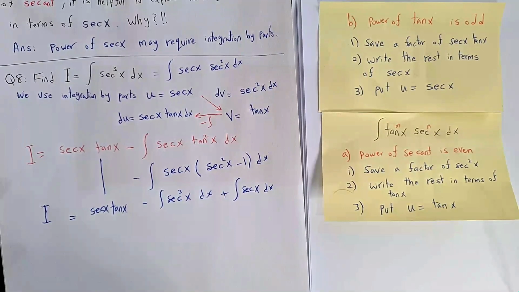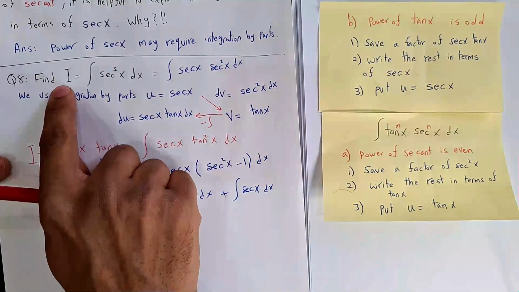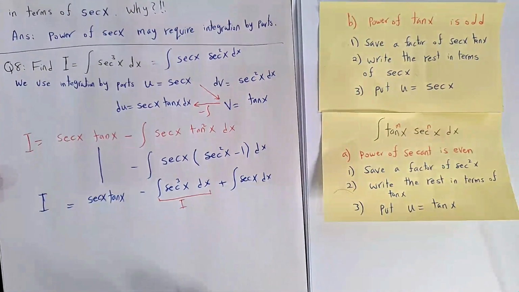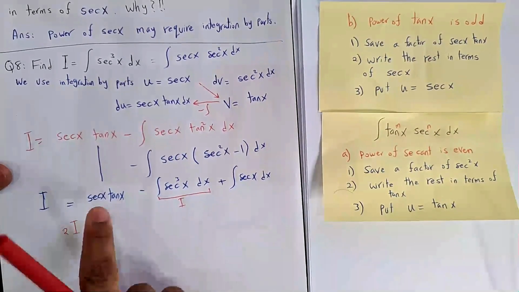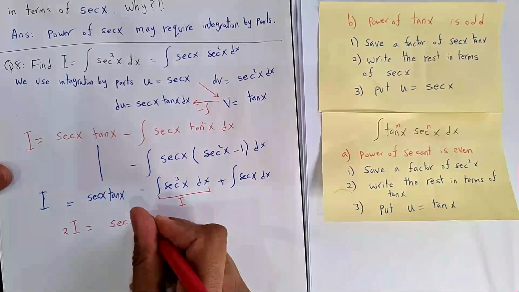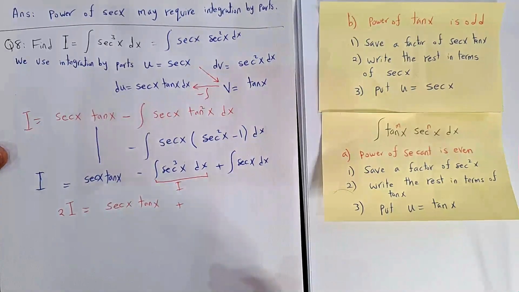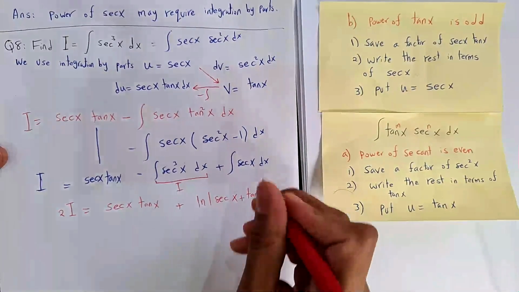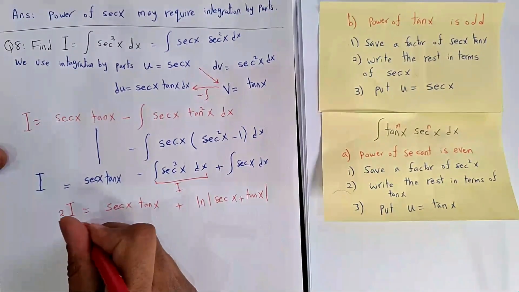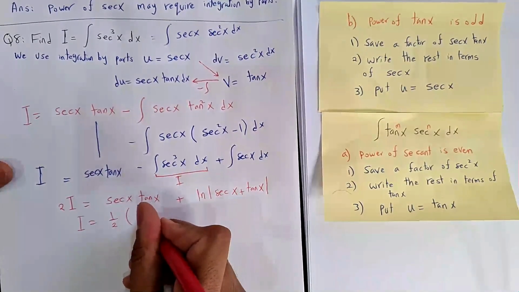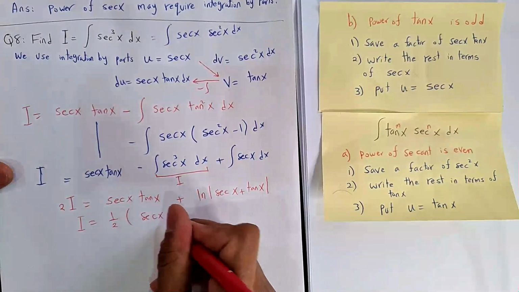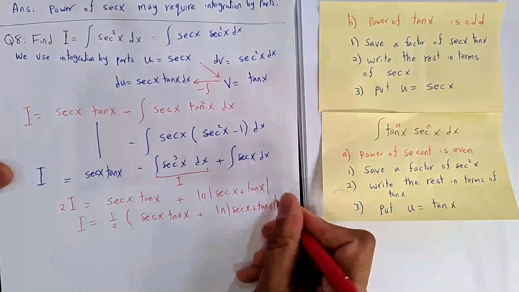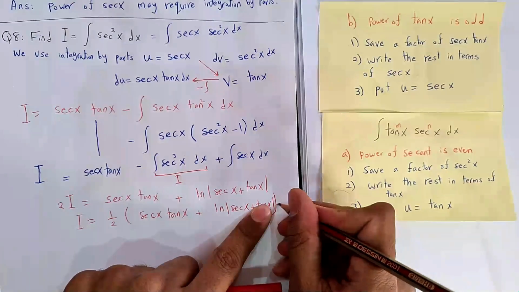Now wait. What is the integral of secant cubed? It is our I, right? So I will say this is my I. Then I need to put it on the other side to get 2I equal whatever I have here. This is secant x tan x plus, what is the integral of secant? We already did it. This is ln absolute value of secant x plus tan. It is good for you to know this one because it occurs a lot. Now I need I, so divide by 2. So the final answer will be I equal half secant x tan x plus ln absolute value of secant x plus tan x. Now since we are done, do not forget to add a constant c.